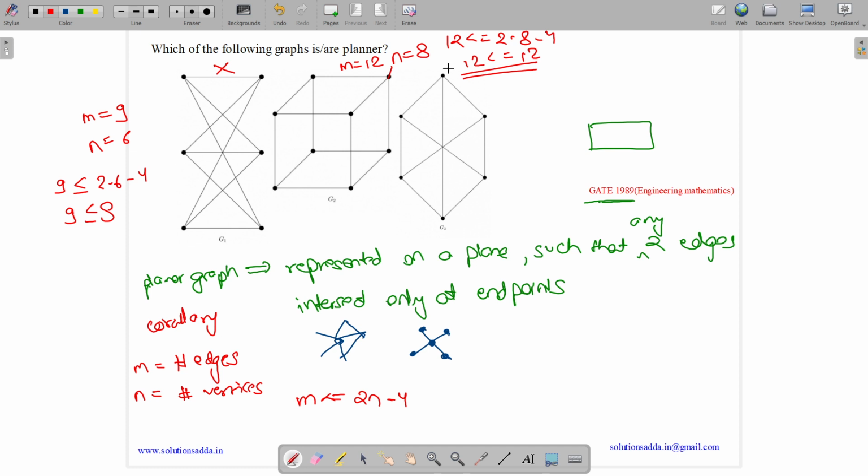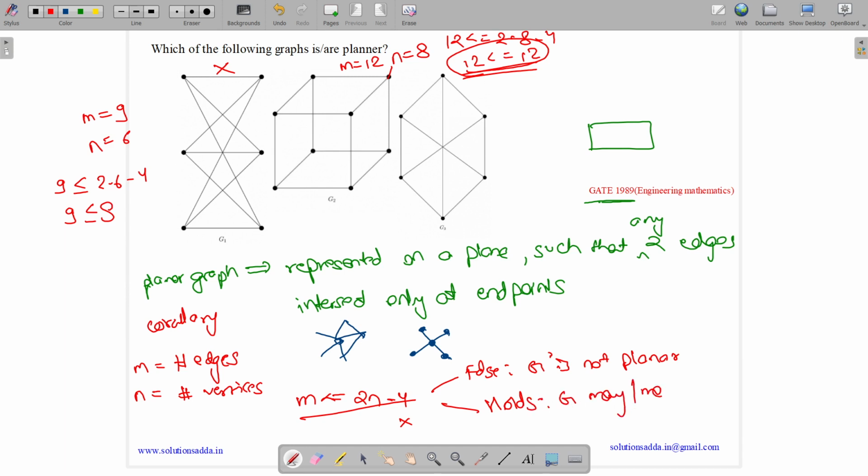But if we are able to verify this, then it doesn't mean that the graph is planar. If this condition is false, then it means the graph is not planar. And if this condition holds, if this condition is true, then G may or may not be planar. And for that, we need to verify it by drawing the planar equivalent.